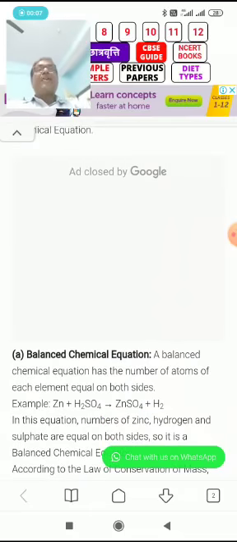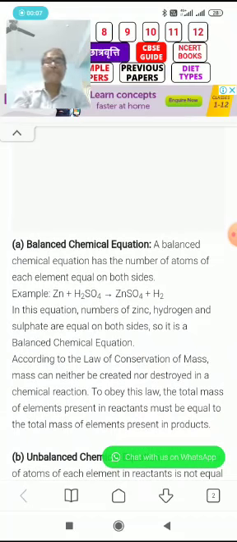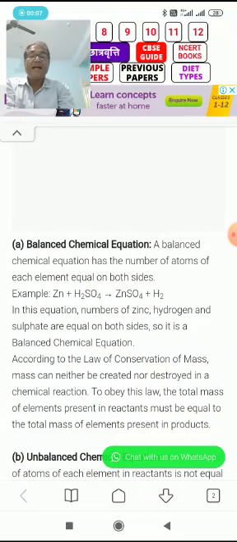Chemical equations are of two types: balanced chemical equation and unbalanced chemical equation. What is a balanced chemical equation? When the number of atoms of each element on either side of a chemical equation is the same, it is called a balanced chemical equation.